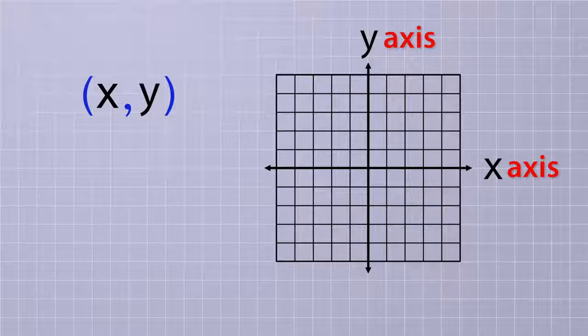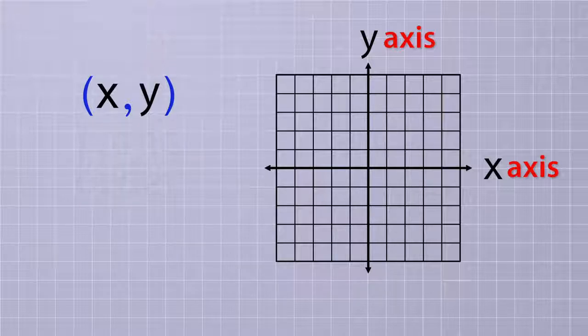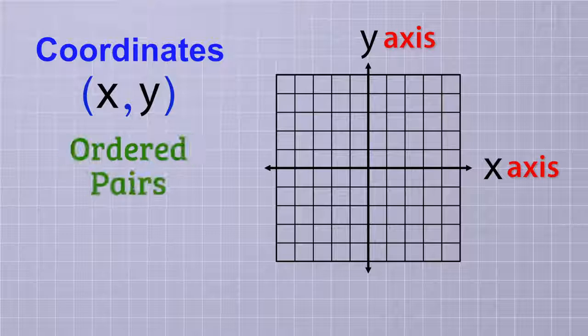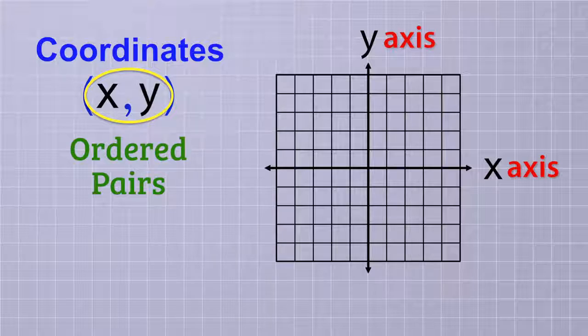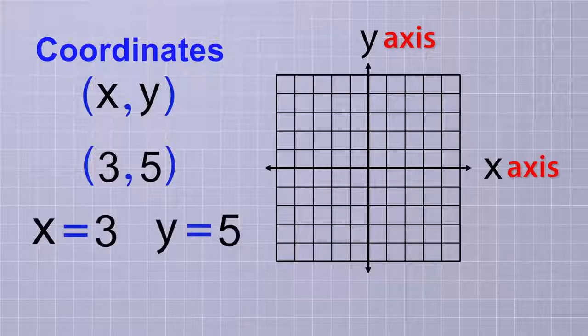And we're always going to list the numbers in that same order, x first and then y, so that we never get confused about which is which. In fact, coordinates are often called ordered pairs because they're a pair of numbers that are always listed in the same order. X value first, y value second. So if you have the coordinates (3, 5), that means x equals 3 and y equals 5.